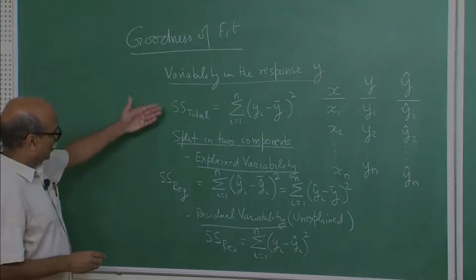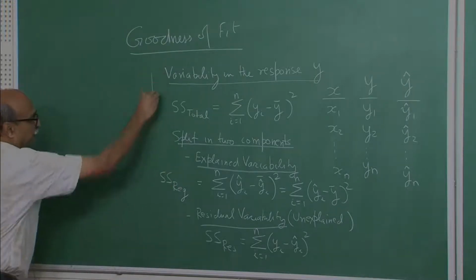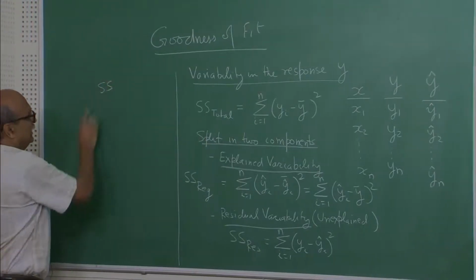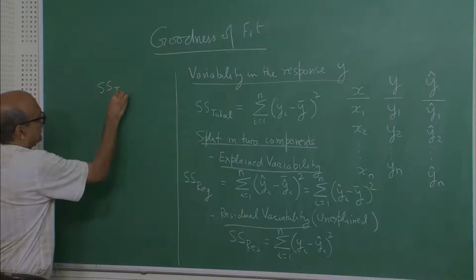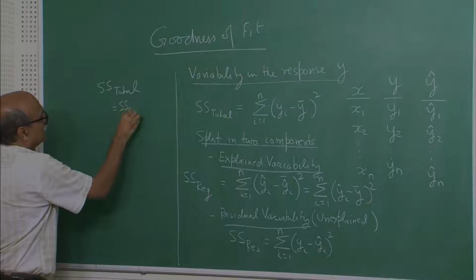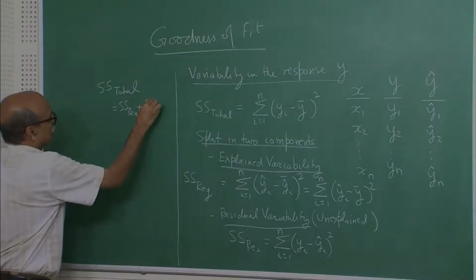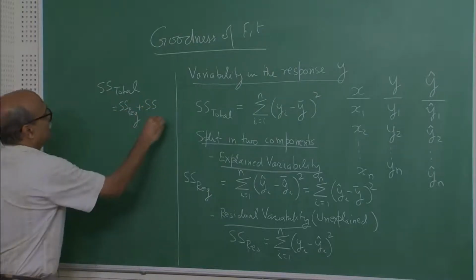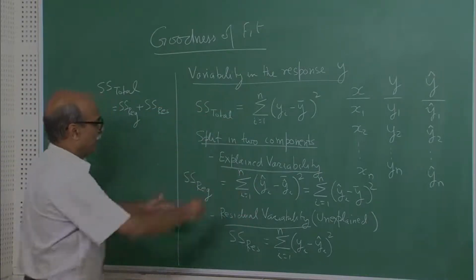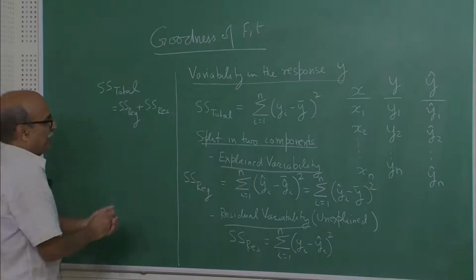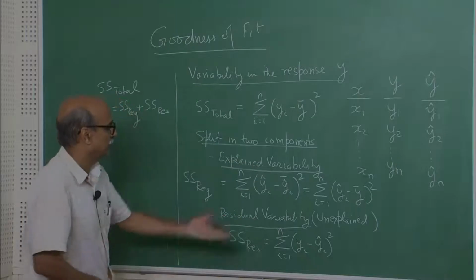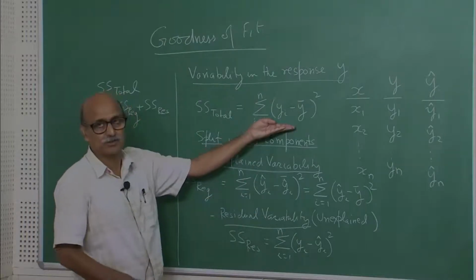Now, it can be shown that SS total is equal to SS regression plus SS residual. This is fairly easy to show by adding the explained variability and the residual variability together and proving that this is equal to the total variability.